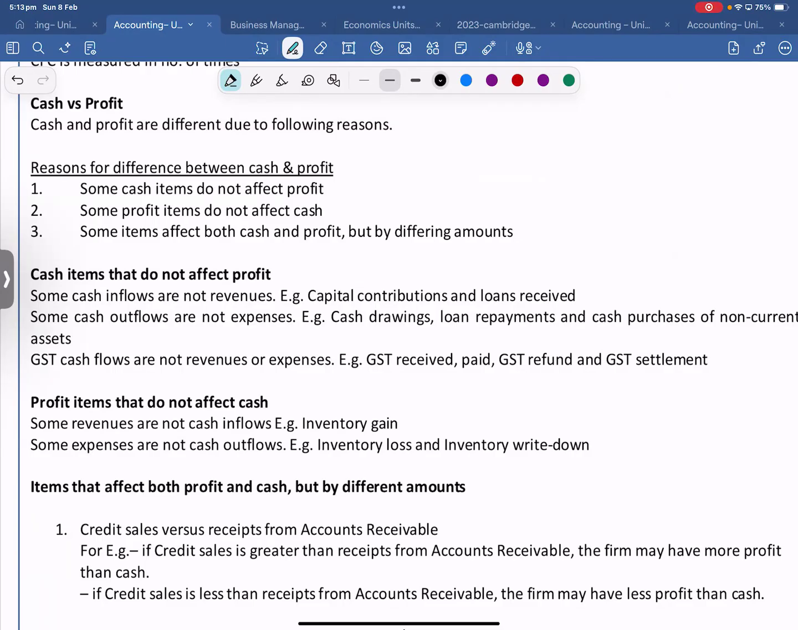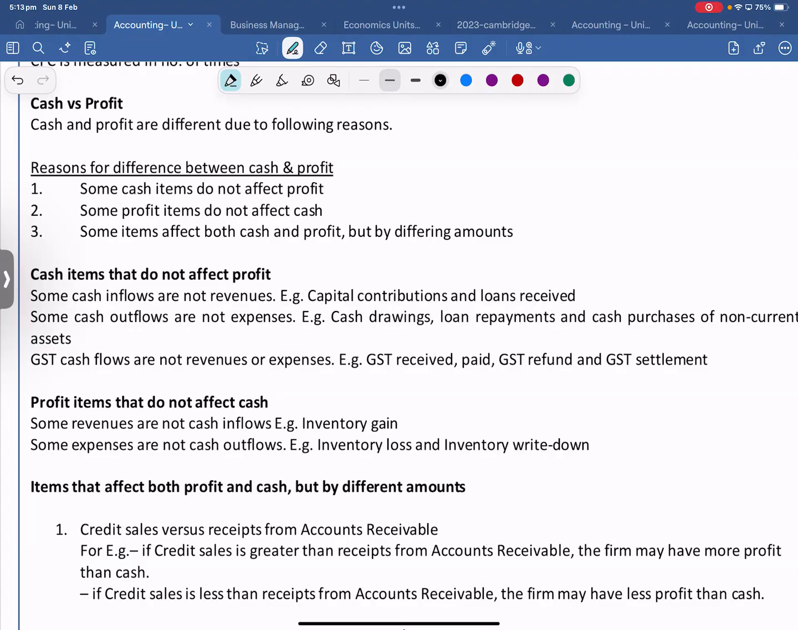So what is profit, guys? Revenues and expenses, right? And then some profit items are not cash. And at the end, there are some items that affect both cash and profit, but by different amounts.